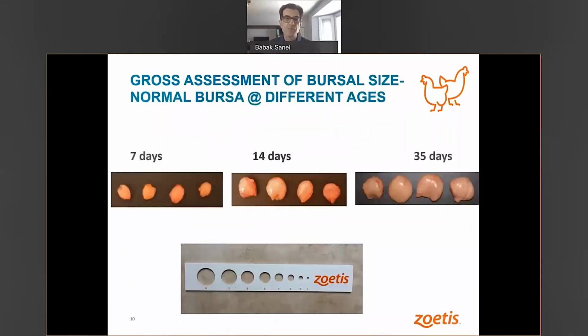let's look at this. So, gross assessments of bursa size. In a normal bursa, one of the criteria you have to make sure you realize is the age of the bird. So a 7-day-old bird may have a bursa of size 3. The same bird, if it lives up to 35 days of age, is going to have a bigger size, maybe the size of 6 or 7. So age is definitely a factor. In a normal chicken, at different ages, you have different sizes.